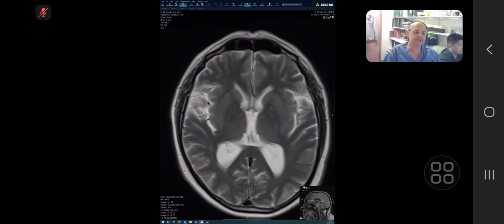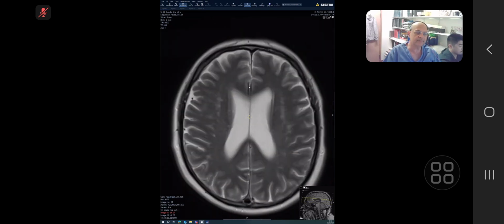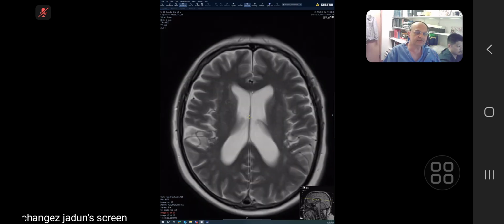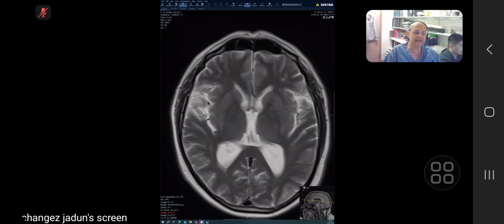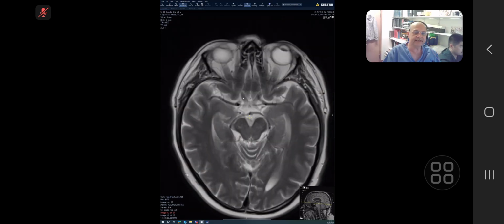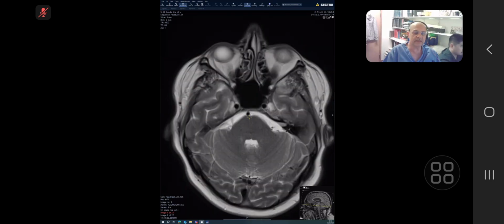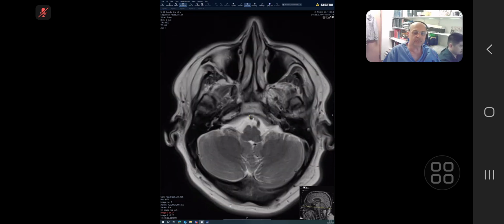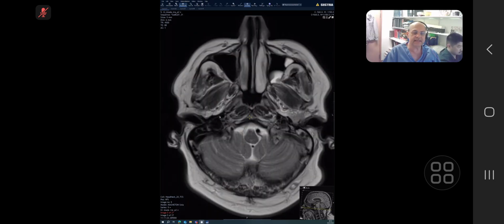If you look at the vessels closely, you can see both the ACAs, two parallel lines, they are okay. You can see the M1, the A1 and ICA on both sides. You can see the flow void. You can see the basilar artery. And then you can see the carotids at the skull base. So far, so good. Am I correct?